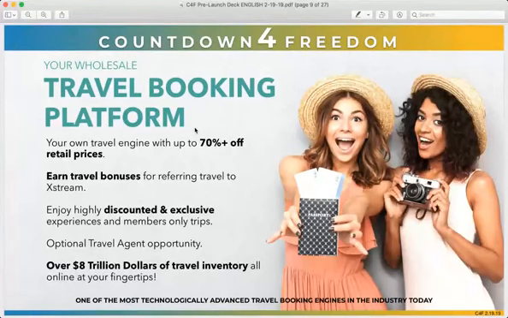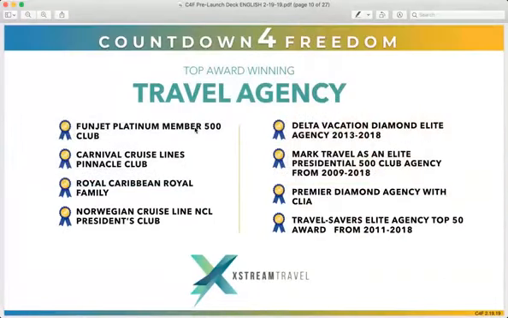But here's the thing. There's over $8 trillion of inventory. And here's the deal. Yes, other companies may have a similar, not as good, but a similar booking engine, but they're selling it without a backbone. They're selling it without the meat, and you can't do that and expect to succeed. See, we have meat on the bone, and it's called Extreme Travel.